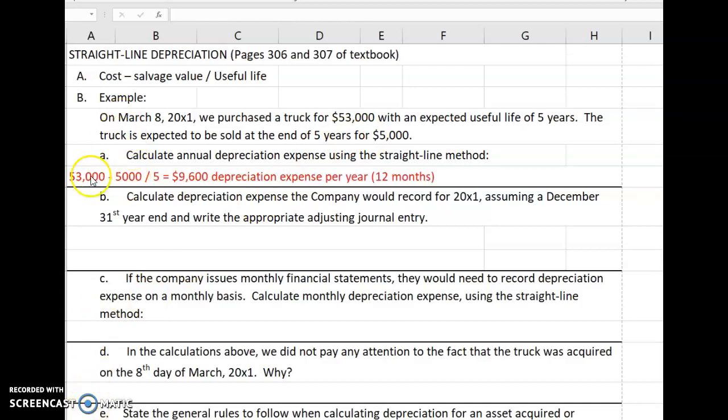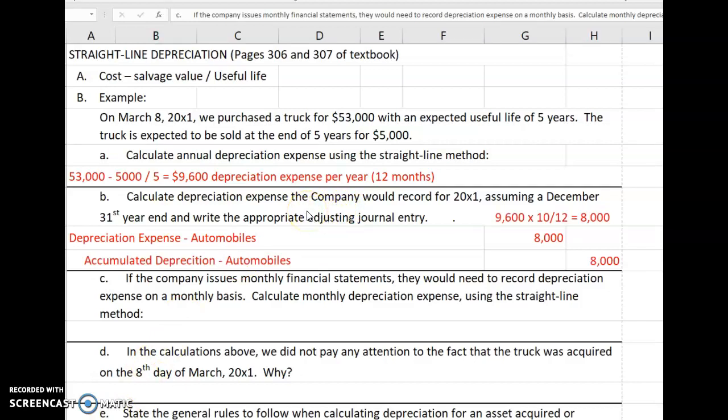Following the straight line formula, $53,000 of cost minus $5,000 of salvage value divided by a 5-year life equals $9,600 of depreciation expense per year, as long as that year consists of a full 12 months. So 20X1 is the year we acquired the truck, and we didn't acquire it until March 8th. Assuming that December 31st is the company's year end, calculate the amount of depreciation expense for the first year, 20X1, that we own the asset, and then write the appropriate adjusting journal entry. Go ahead and pause the video, do your work, come back and check your answer.